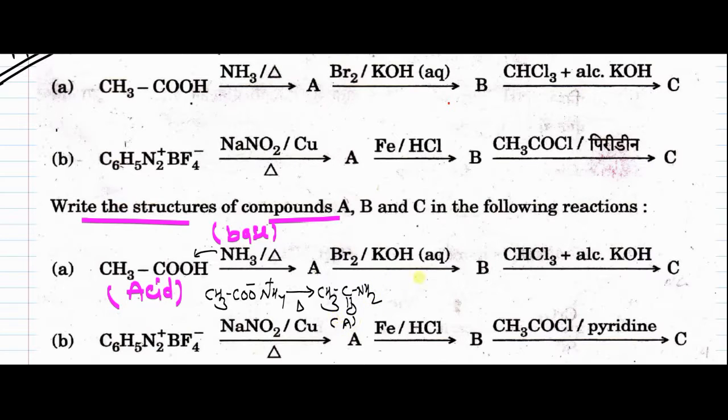Bromine and KOH cause a Hofmann bromamide reaction. Br2/KOH reacts with amide. The elimination of CO group occurs. Result CH3NH2, 1 degree amine as B. Further, it reacts with CHCl3 and alcoholic KOH, CH3NC, methyl isocyanide.